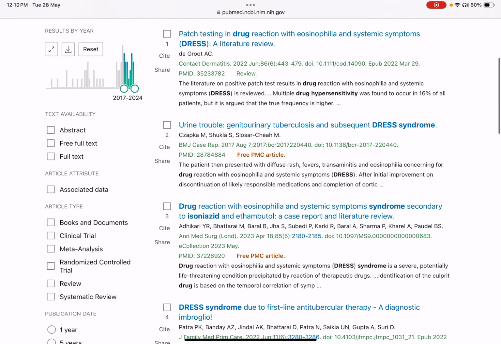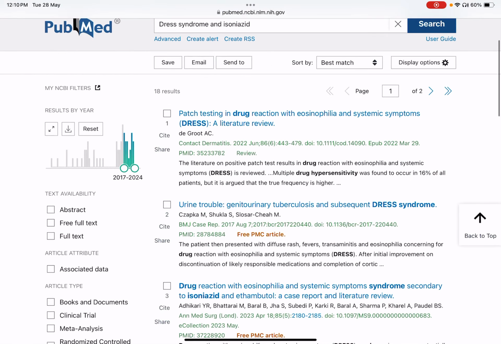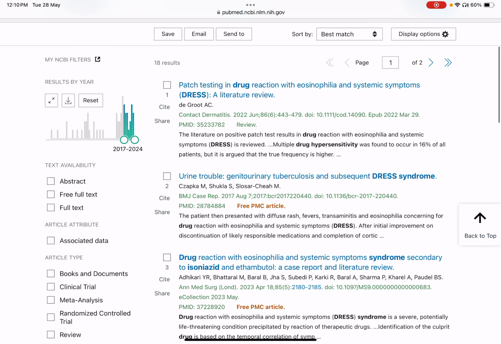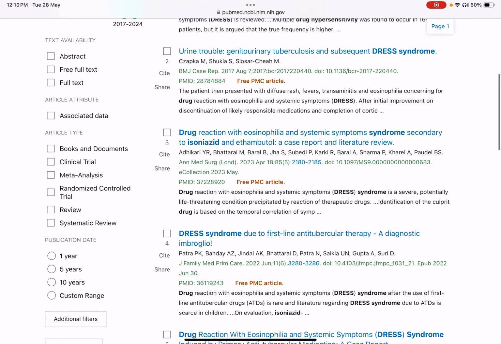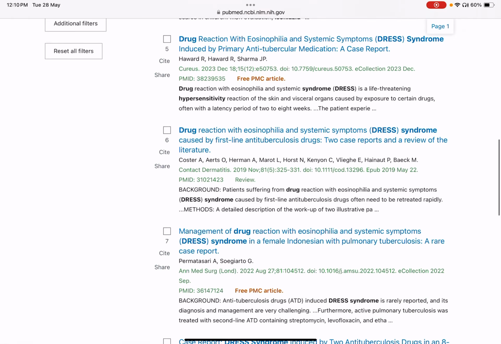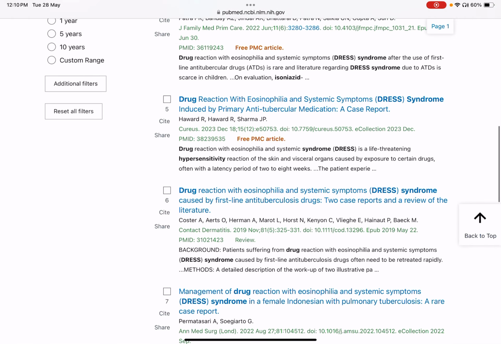So let's see. There are so many studies. There's a patch testing and drug reactions by some authors. It's a literature review. Okay, then there's tuberculosis. There's a lot of interest. Now you can read anything. Case reports. Is it an original article review? You can take points from a review and put in your own review as well. So that's totally fine, but it must not be plagiarized.